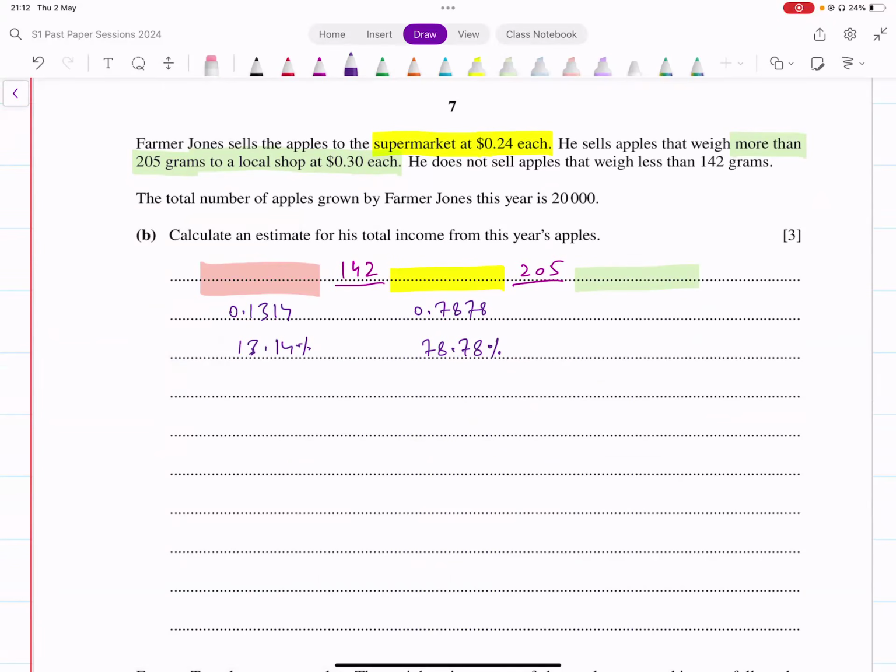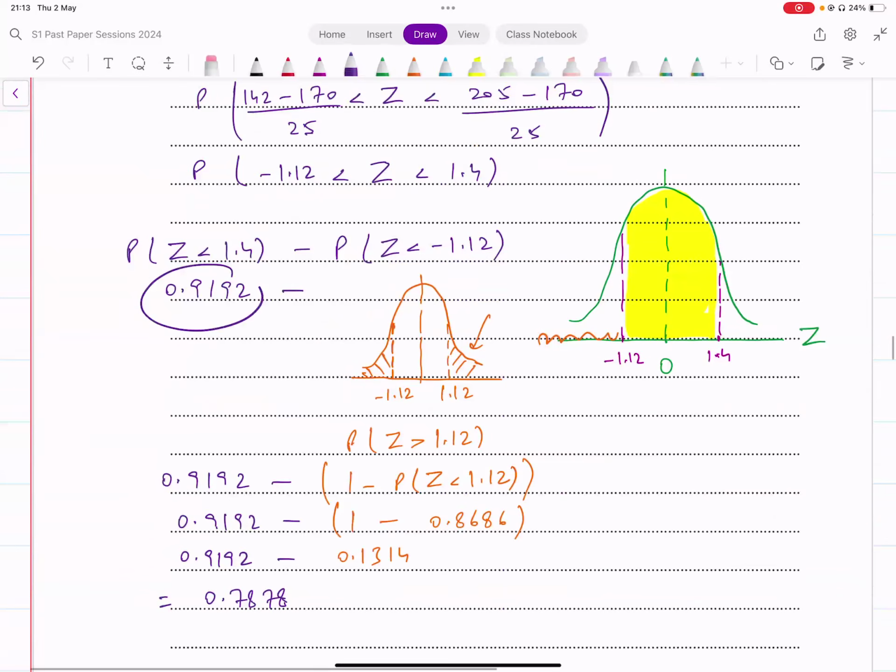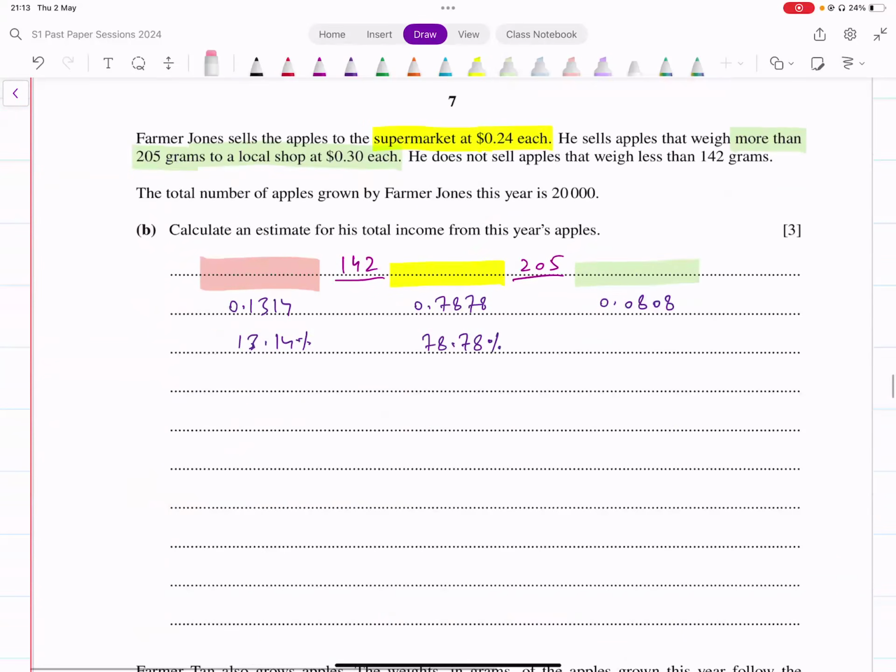1 minus 0.1314 minus 0.7878. And that's giving me 0.0808. But you're right, we could directly just do that from 1 minus 0.9192, because we don't even need this side. The left-hand side is not needed because these apples are not being sold at all, right? So they don't generate any income. So we just ignore those as well. So that's correct. Now, what do you get in this case? You get 8.08% of apples in this region.